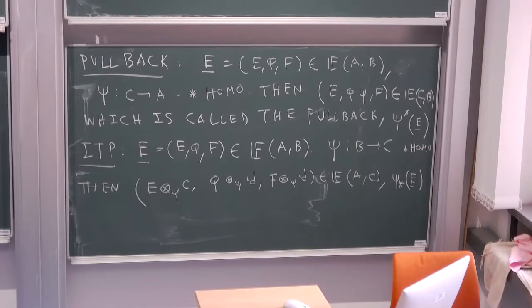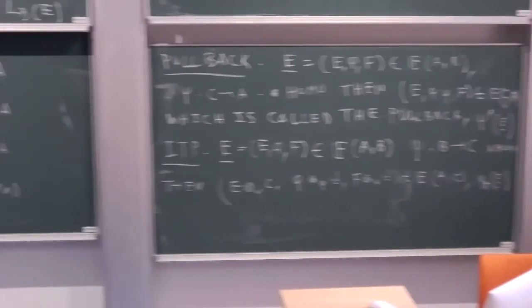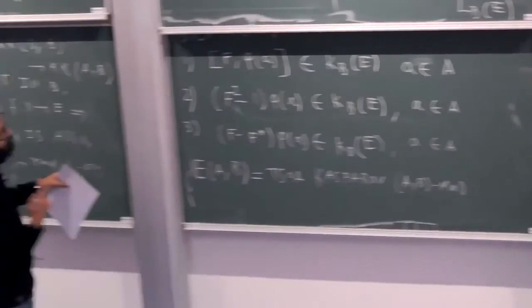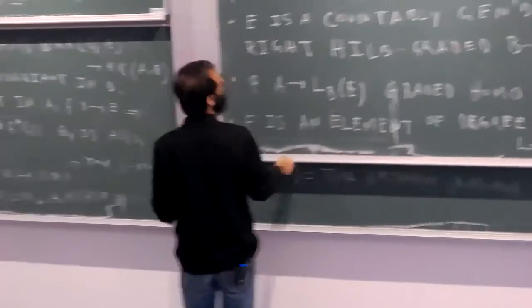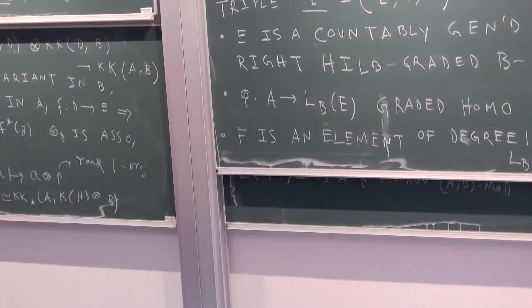So F is the operator on E which almost commutes with the A action. It almost squares to identity, and it is almost self-adjoint. So yes, we have direct sum, pullback, internal tensor product, and now the external tensor product. So that's where this definition comes from, pseudo-differential.